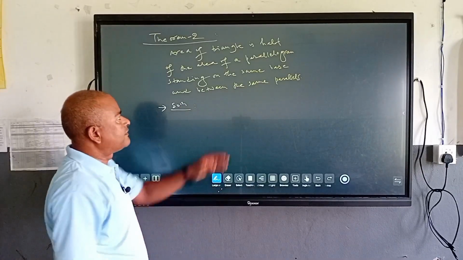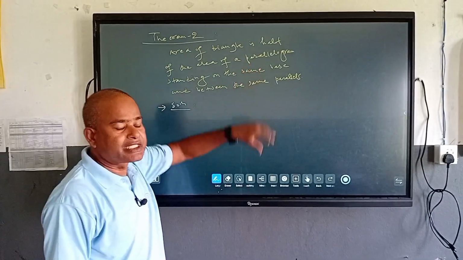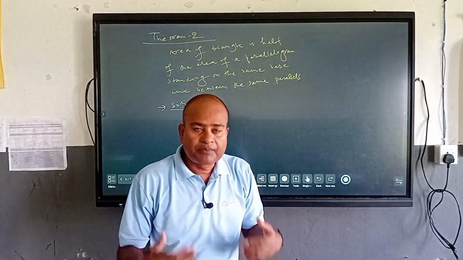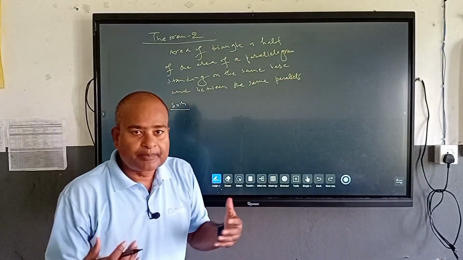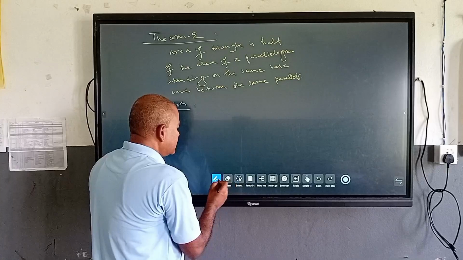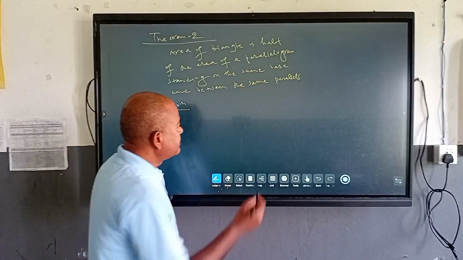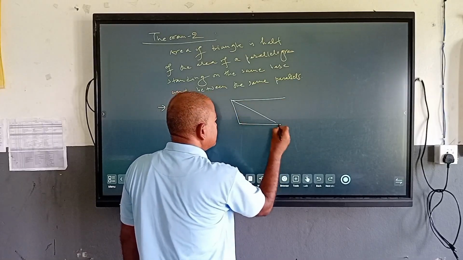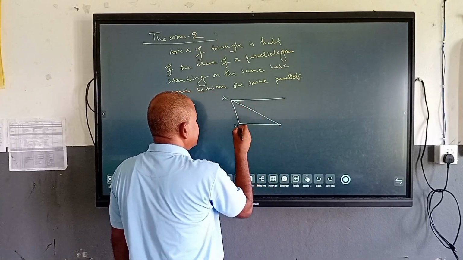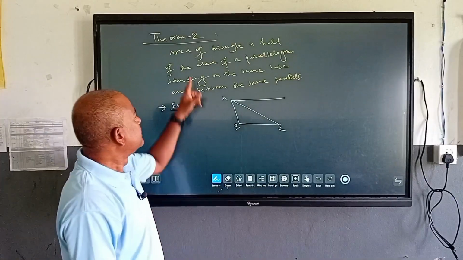Dear students, at first we have to draw a proper diagram. In examination, you have to use ruler and pencil. Don't use ink pen. We have to draw a triangle. So let us say ABC is a triangle which is on the base BC.